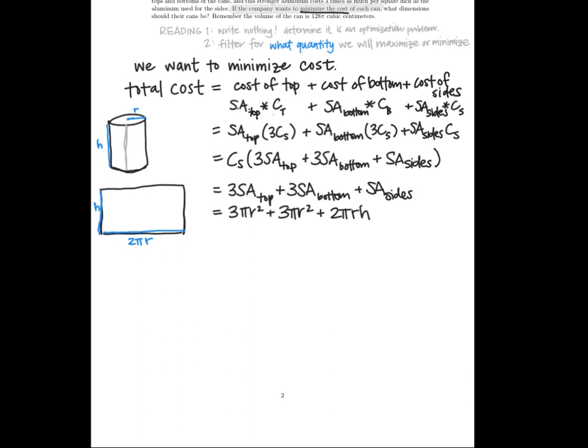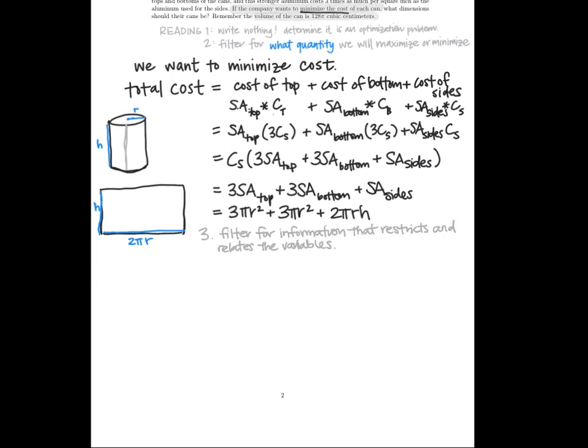We want to filter this time for additional information that restricts the variables, meaning that the radius and the height of this can can't be whatever we want them to be. And as you read through, note that anything we've used already probably isn't going to be what restricts the variables. So this conversation up here about the stronger aluminum is not what we're looking for. We used that in our cost function. It takes until the last sentence before we find information that we have not yet used. And it's that volume of the can is 128 pi cubic centimeters.